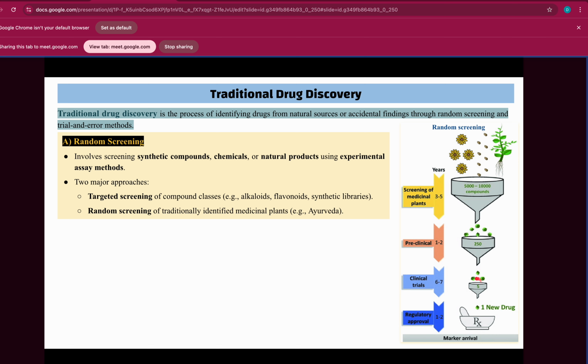And the compounds which can pass through this will be available in the market. So that takes us to one new drug. That means we start with a lot of compounds and we are left with just one new drug.